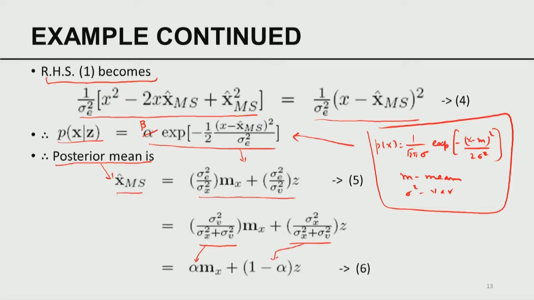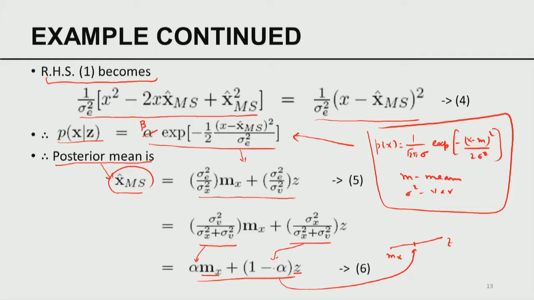So what does this tell you? This essentially tells you the following. The best Bayesian least square estimate is the convex combination between the prior mean and the observation. Alpha times mx plus 1 minus alpha times z. So what does it mean? Mx is a point here, z is a point here. Any point along this line has this particular form that is called the convex combination. Therefore, the Bayes least square estimate is a convex combination of the prior mean and the observation. That is an important conclusion that comes out of this analysis.